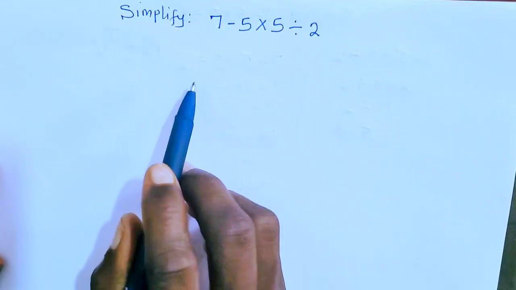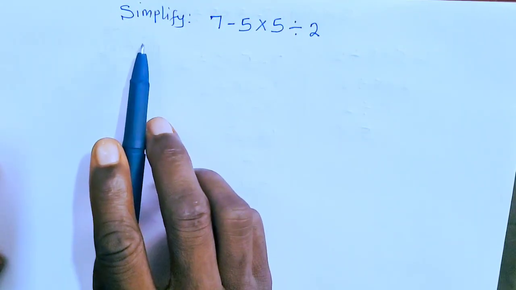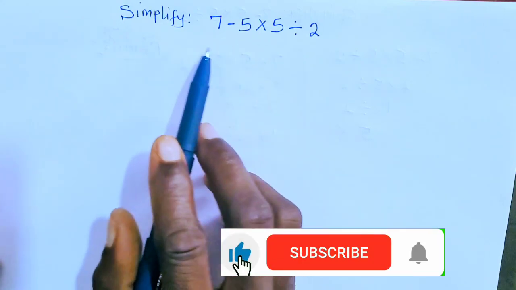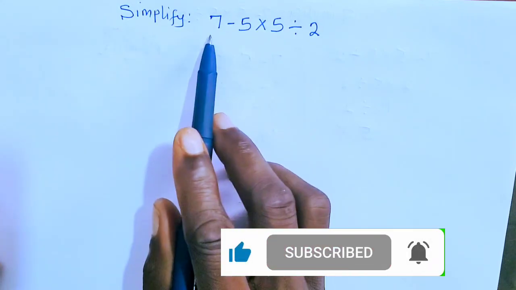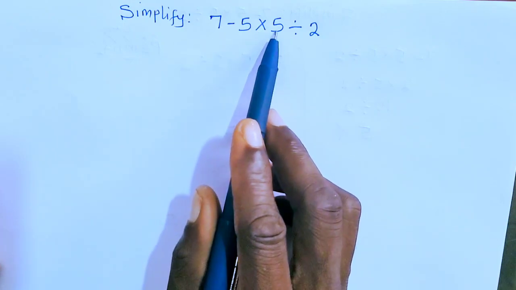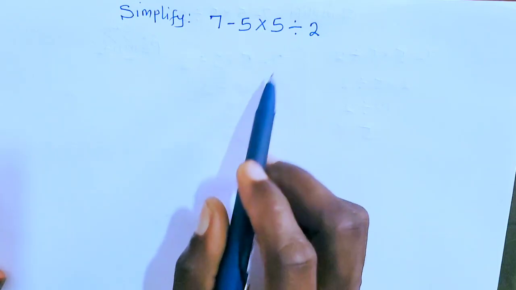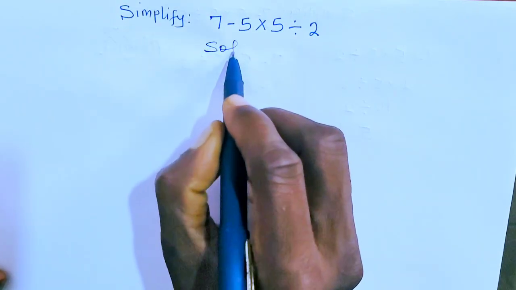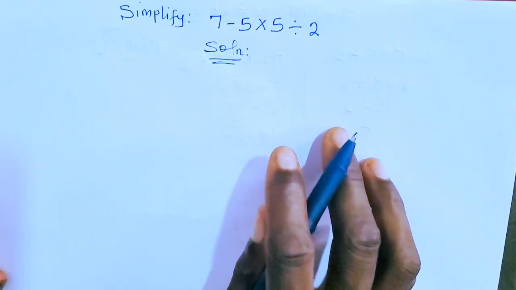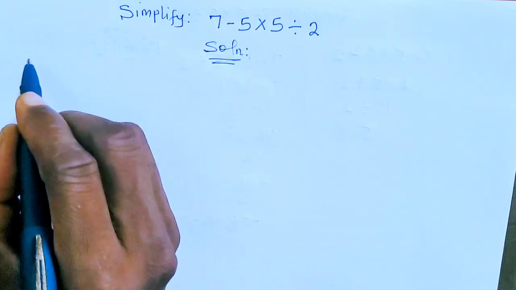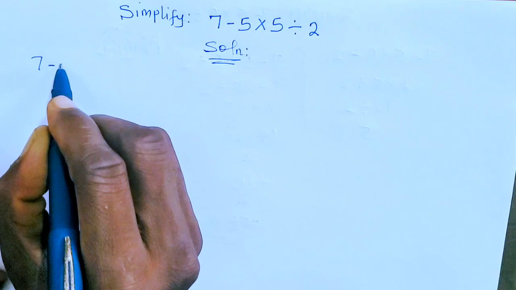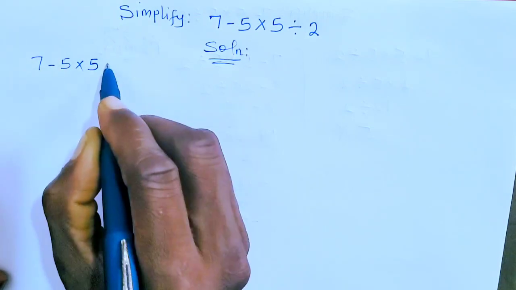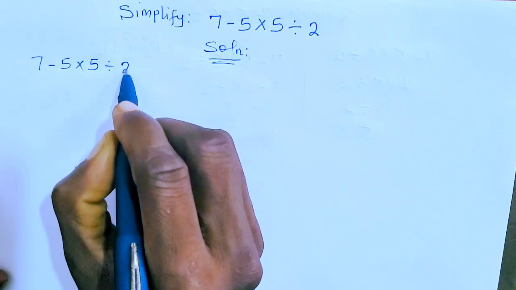In this video, we are going to learn how to simplify this expression correctly. We have this: simplify 7 minus 5 multiplied by 5 divided by 2. Now let's have a solution. We have this: 7 minus 5 multiplied by 5 divided by 2.